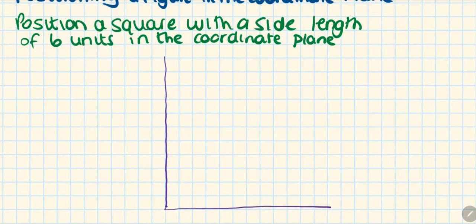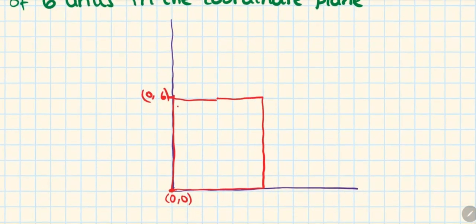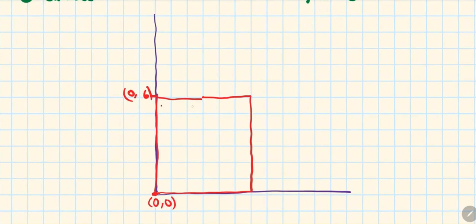So if I was to draw something with 6 units, this is my point here, and I can say this is 0, 0. I'm going to count up 1, 2, 3, 4, 5, 6. So this is at 6, and this coordinate is going to be 0, 6. My square is going to be 6 units across by 6 units. Now I know this coordinate here must be at 6, 0, and this point here is going to be at 6, 6.